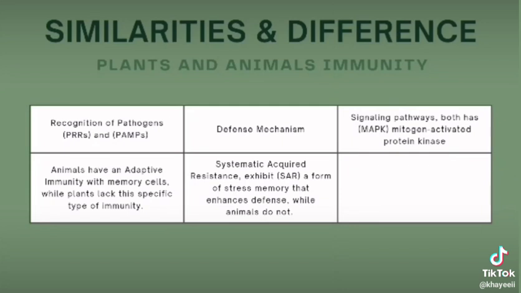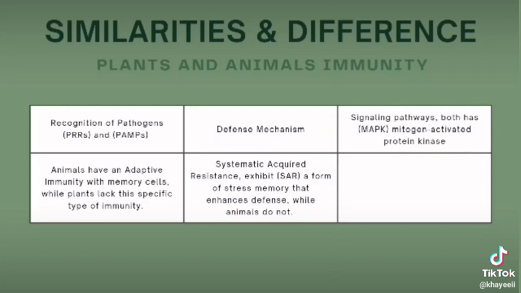And the third one, or I might have skipped, so let's just put it as the third one. It is the defense mechanisms. Both plants and animals deploy defense mechanisms to combat invaders. This could include physical barriers, for example cell walls in plants and skin in animals, as well as the production of antimicrobial compounds and proteins that inhibit pathogen growth.